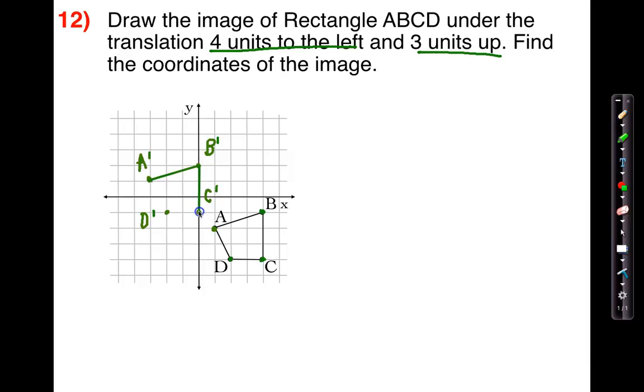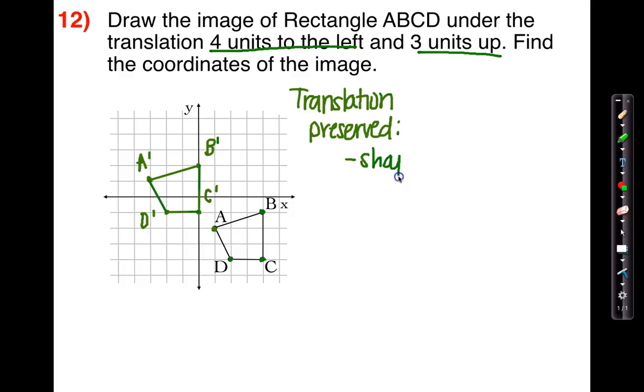Once again, since this is a translation, we went ahead and preserved, let's write this down, a translation preserved what exactly? Well, it preserved the shape, it preserved the size, and it preserved the orientation. That's something to keep note of whenever you're translating a shape or figure, since it is just sliding across a coordinate plane. The shape isn't changing at all, the size isn't changing at all, and the orientation isn't changing at all.